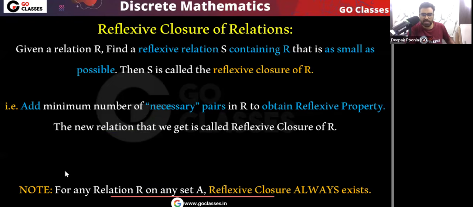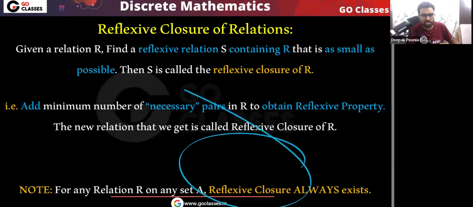closure of R. And this is a very important note: whatever relation you take on any set, the reflexive closure will always exist. I told you that the irreflexive closure and the anti-symmetric closure may or may not exist, but the reflexive closure will always exist for every relation on any base set. So read this note: for any relation on any set A, the reflexive closure will always exist. It will never happen that the reflexive closure does not exist.